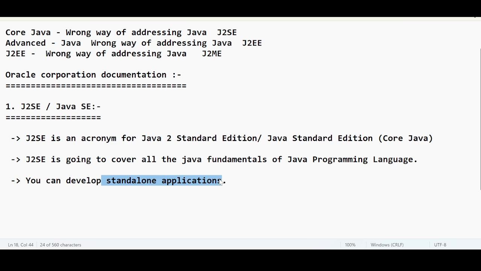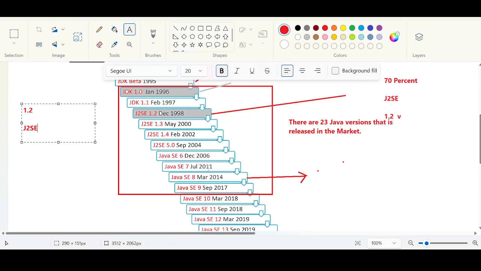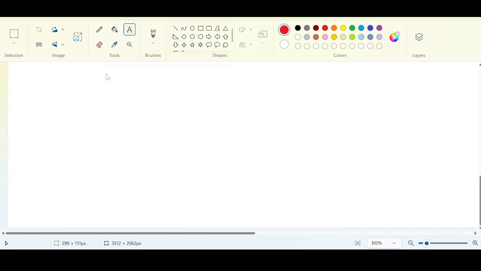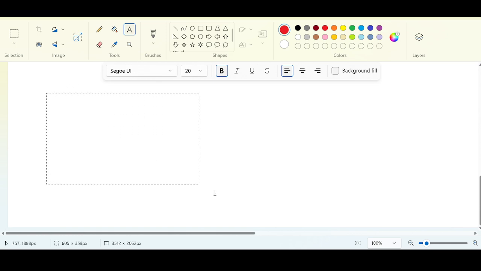Okay, when I say standalone applications, let me go back to the paint screen. So don't worry about the notes. Don't take any running notes. I will give you the notes in the form of the paint brush. You will get it to your email address. Try to focus here.